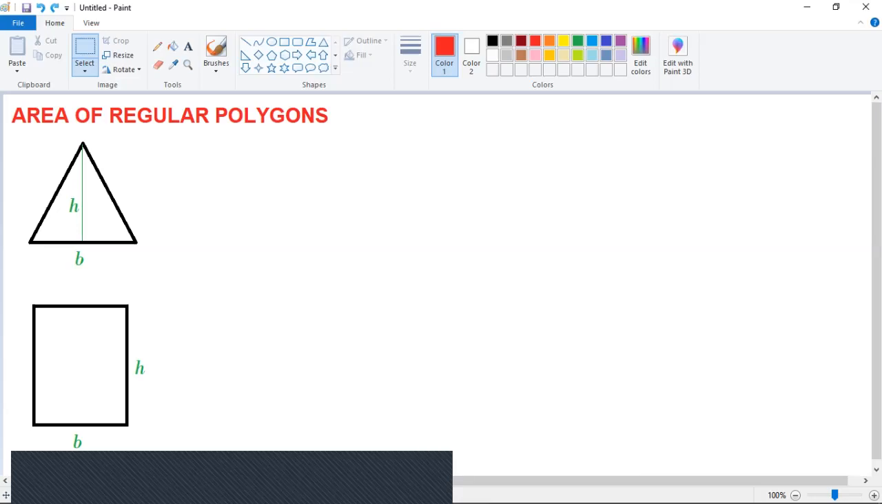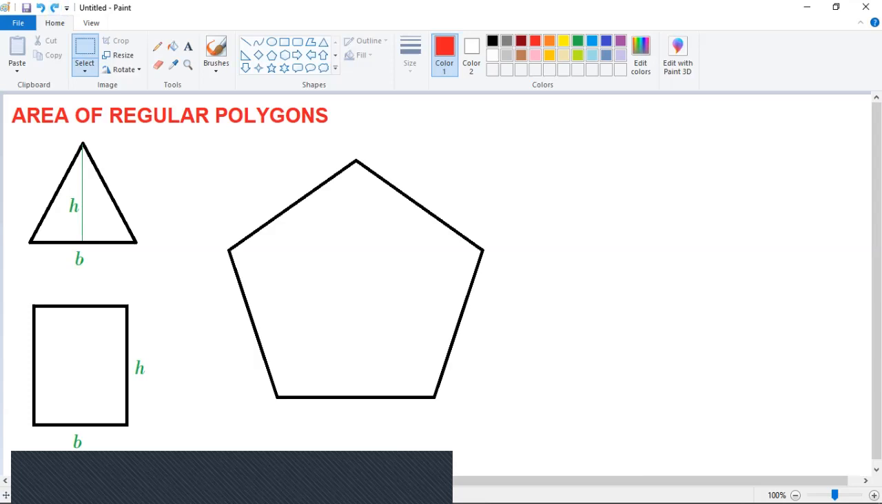The lesson is on finding the area of regular polygons. When we have a triangle and we know the height and the base, we can find the area with half BH. When we have a rectangle or a parallelogram, if we know the length and the width, here we call height and base, we multiply the two and we get the area.